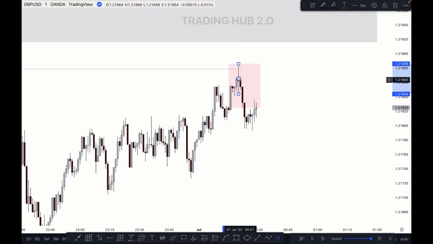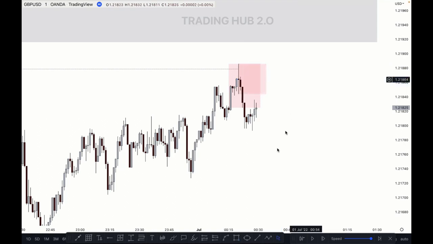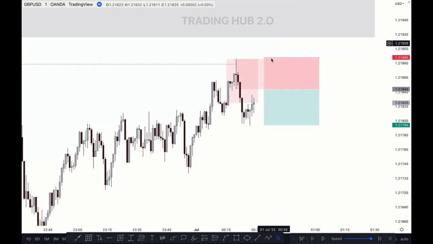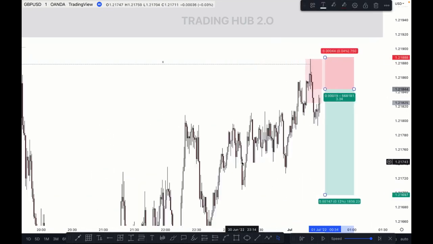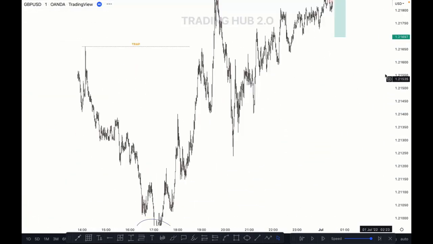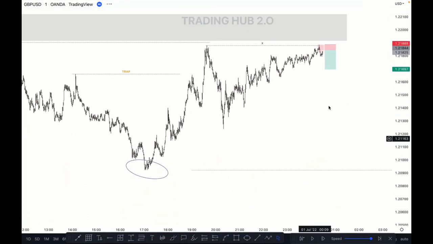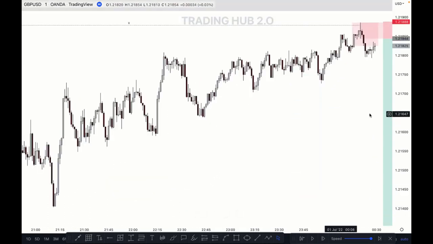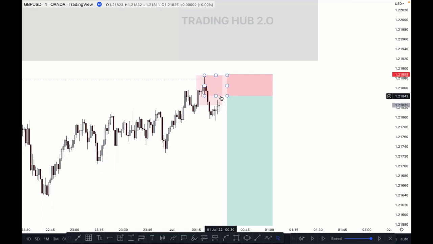This entire wick actually took out the liquidity. So we can place our first entry here, and the target will be the M15 major low. Correct, so this will be our target. I will show you. Yeah, correct. So this one is our first entry.